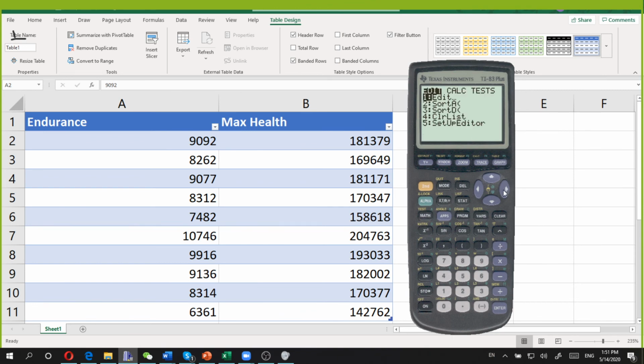So if I do this, I've currently got a list 5 and list 6, which is my endurance and max health. And after playing around with this a bit, I was able to calculate that a cubic regression had a really good fit to that data, list 3 and list 4.